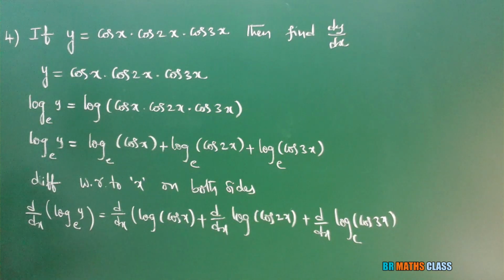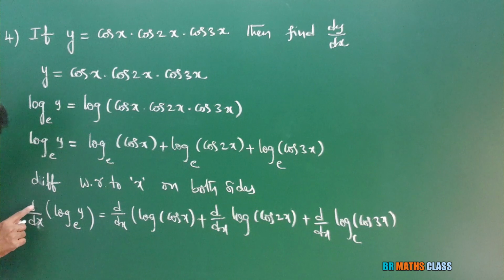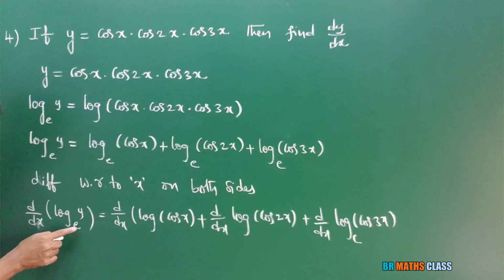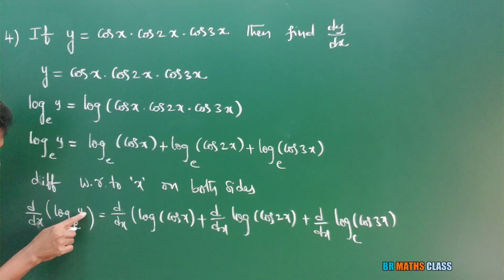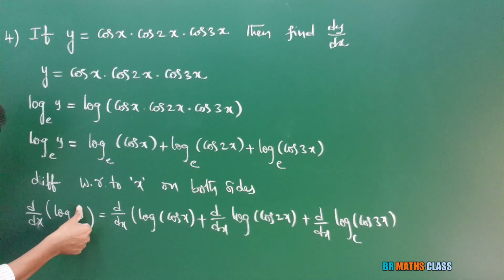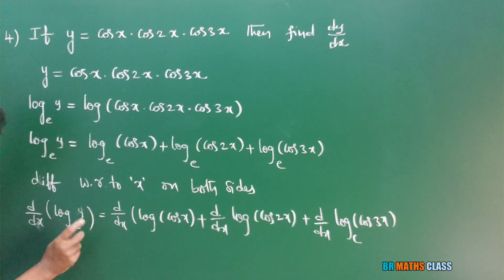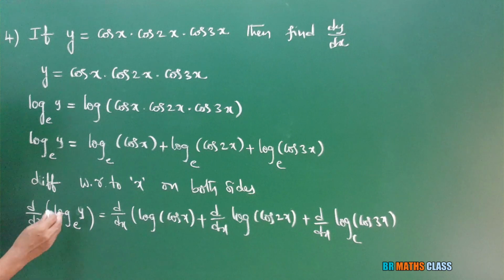I hope you are understanding. Now, I need to differentiate this. Please observe this clearly. d by dx of log y base e. That means I am differentiating with respect to x, but the given function is in terms of y. We already learned this type of thing in chain rule differentiation, however I'll explain here again. As the given function is in terms of y, I'll imagine this as x. Then it looks like log x base e. What is the derivative of log x base e? The derivative of log x base e is 1 by x.